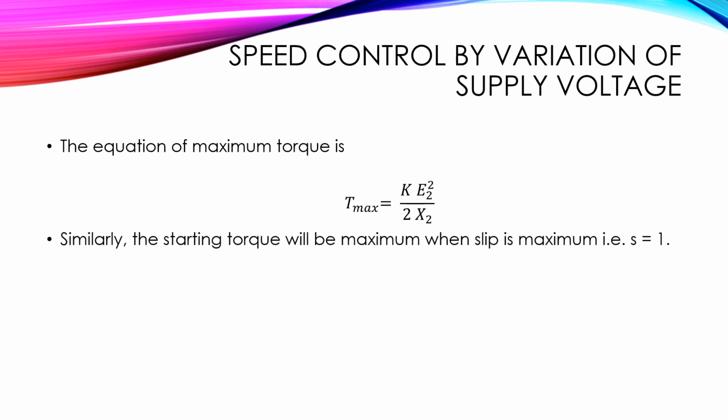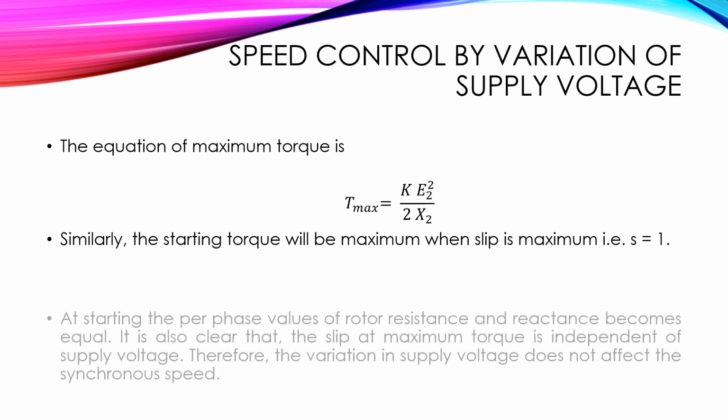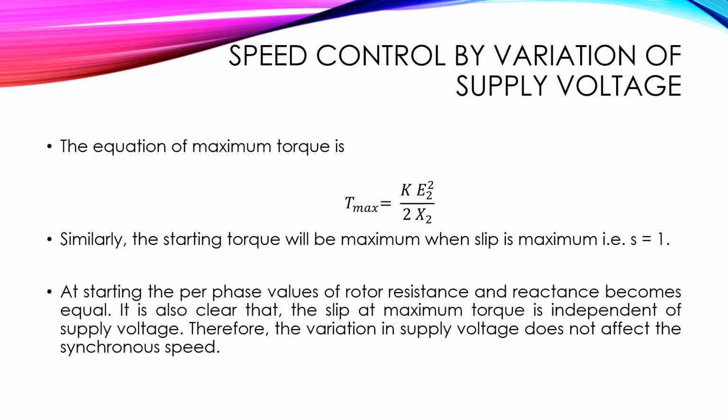Similarly, the starting torque will be maximum when slip is maximum, that is S equals 1. At starting, the per phase values of rotor resistance and reactance become equal. It is also clear that the slip at maximum torque is independent of supply voltage. Therefore, the variation in supply voltage does not affect the synchronous speed.